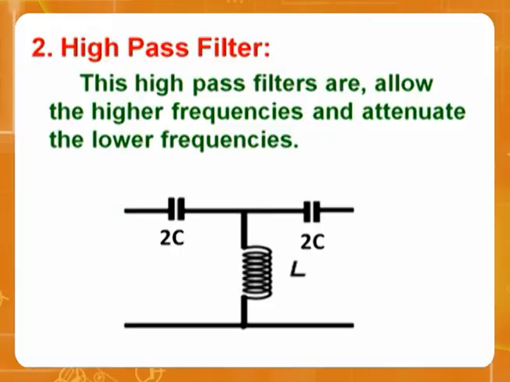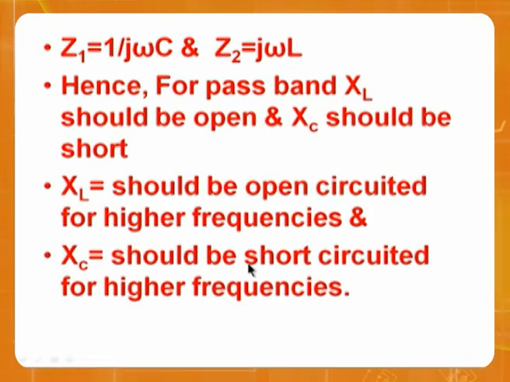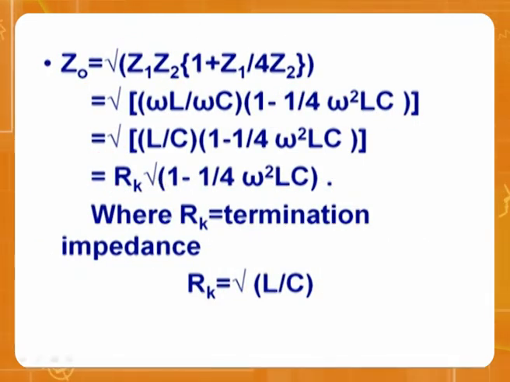A circuit with CL is called high pass. A circuit with LC is called low pass. So enjoy the same concept. Z1 is 1 by j omega C, Z2 is, because now it is interchanged. This is Z1, this is Z2. So if you substitute these values in this characteristic impedance, you will get this. Now once again equate this value to 0, you will get the frequency. But Rk is root of L by C, so Rk value I am taking as root of L by C here.